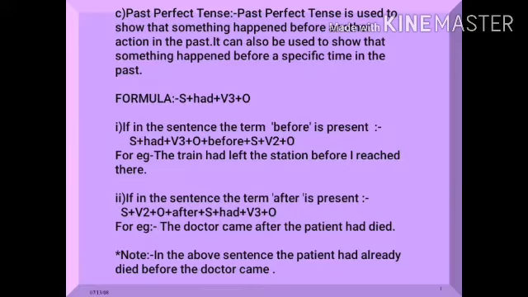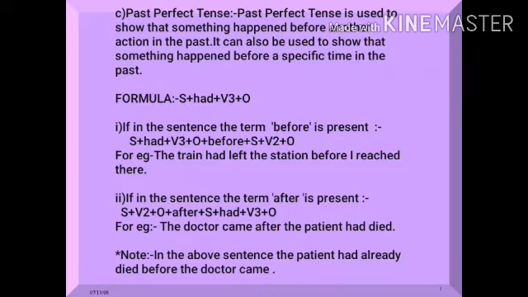The doctor came after the patient had died. Here the doctor is the subject, came is V2, I have not written any object here, then after, then the second subject the patient, then had, then died, it is the V3, and I have not written a second object also in this sentence. Now note, in the above sentence the patient had died before the doctor came. The patient had already died before the doctor came. So that means one action happened before another action. That's why it is past perfect tense.